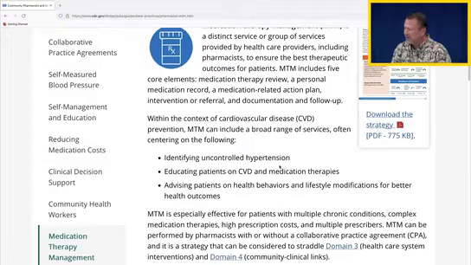I think I'm set up to do that on June 15th, to do a talk on cardiovascular disease and medication therapies as part of a project to decrease cardiovascular risk of morbidity and mortality in the community. And then advising patients on health behaviors and lifestyle modifications for better health outcomes.